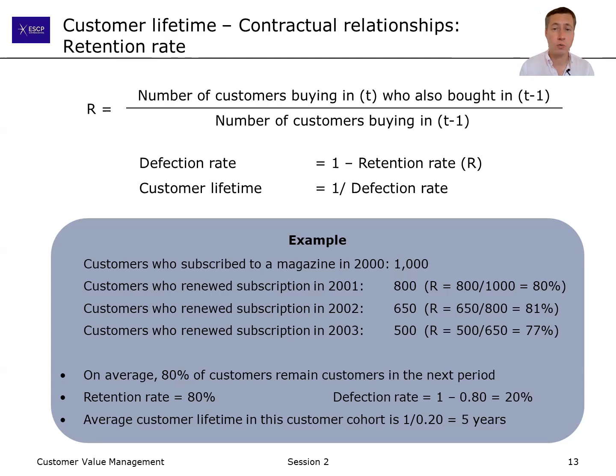Well, if we have a retention rate of 80%, we know that we have a defection rate of 20%. It's just the opposite. 1 minus the retention rate is the defection rate. And if we know that we lose 20% every year, if you have a bucket that loses 20% of its volume every year, you know that after 1 divided by 20%, or 5 years, the bucket is empty.